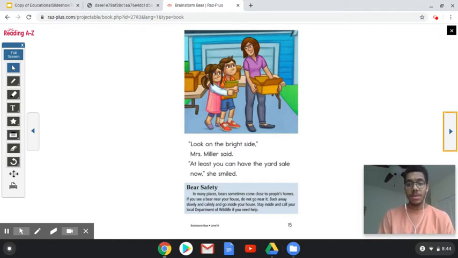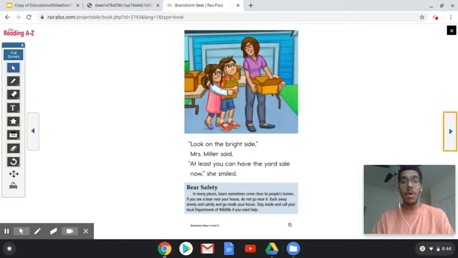But the text will explain how the characters felt and what the setting was. So I know that just because Sam did not feel happy about the bear being gone, his mom was very optimistic. And she said, "At least you can have the yard sale now." She showed him the bright side. She was very, very nice and kind and showed him that just because the bear's gone doesn't mean that the day has to be bad. What a great mom.